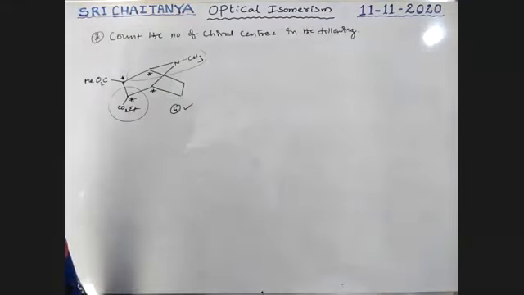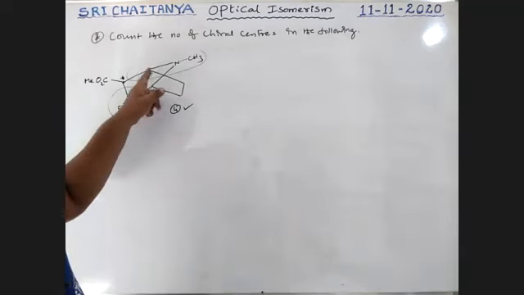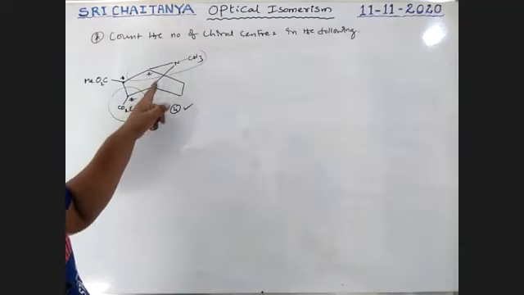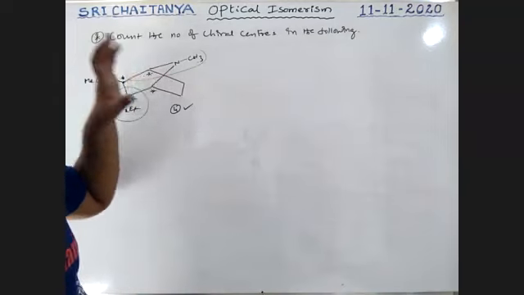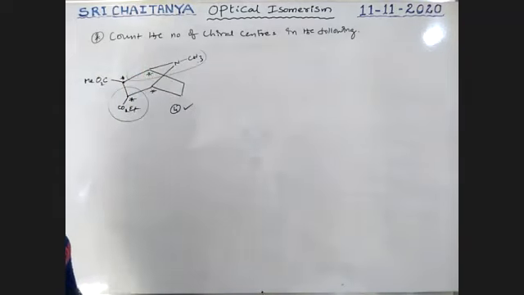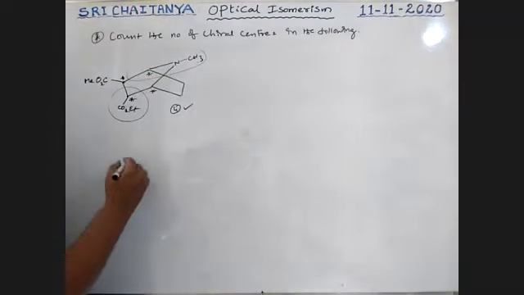Nitrogen is bonded with CH and CH. These two groups are the same. Therefore, it is not chiral. Next, see here.